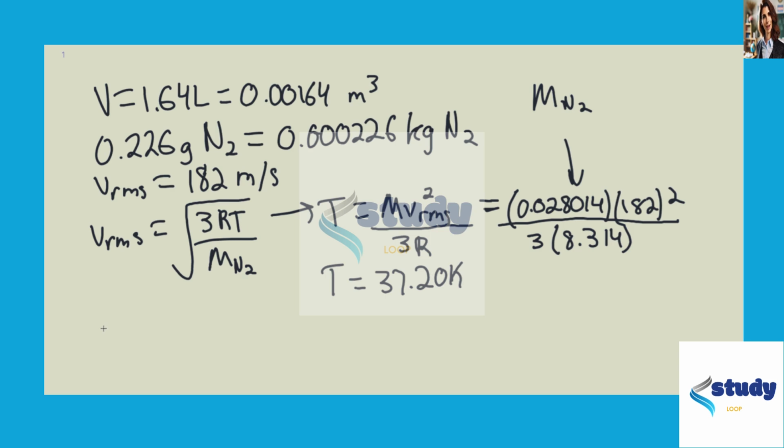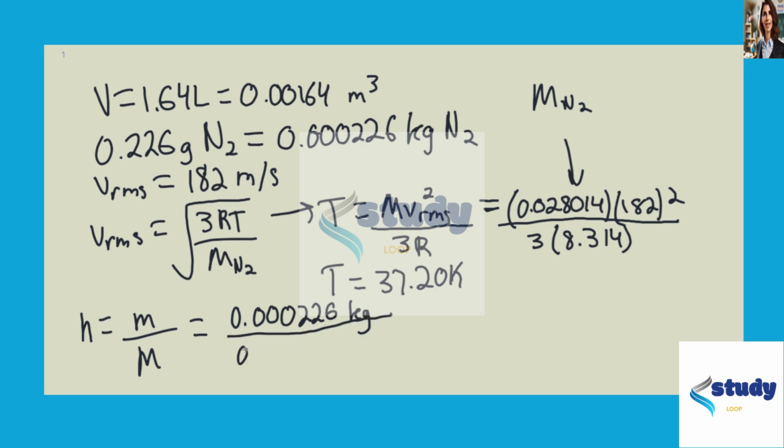At this point, we can say, okay, let's find the number of moles. So n equals the mass of the nitrogen gas divided by the molar mass of the nitrogen gas. This is going to be equal to 0.000226 kilograms, divided by, of course, 0.02814 kilograms per mole. And we end up with 8.067 times 10 to the negative third mole.